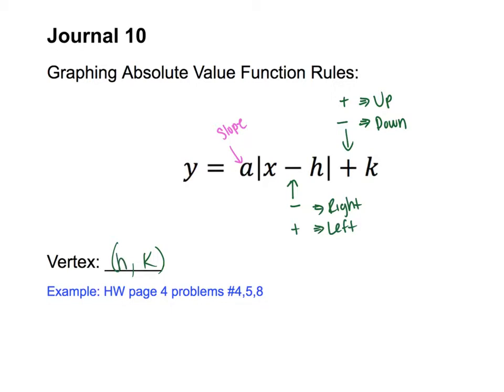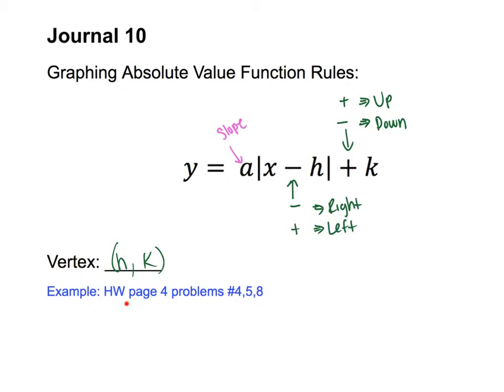Now, I don't need you to remember this part. I do need you to remember what the different types of shifts are. So you need to know that when it's inside the absolute value signs, you're shifting either right or left based off the sign, and when it's outside the absolute value, you're shifting up and down, and that the number in front of x is your slope. Those are the things I need you to know. The vertex you can easily read after you plot it on the graph, after you know what the shifts are. So we're going to do a few examples here.